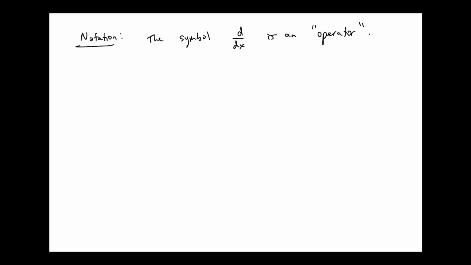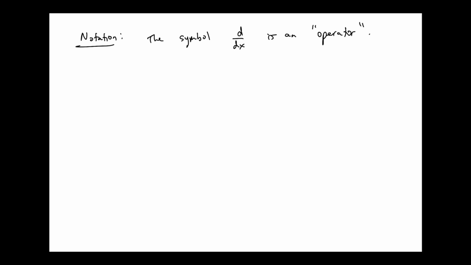Okay, the symbol d over dx is what we call an operator. Think of it like a function, but normally functions you think of as taking in numbers and spitting out other numbers, right? But they don't have to. They could take in functions and spit out other functions. Since that's in some sense a different thing, we give it a different name. We call it an operator.